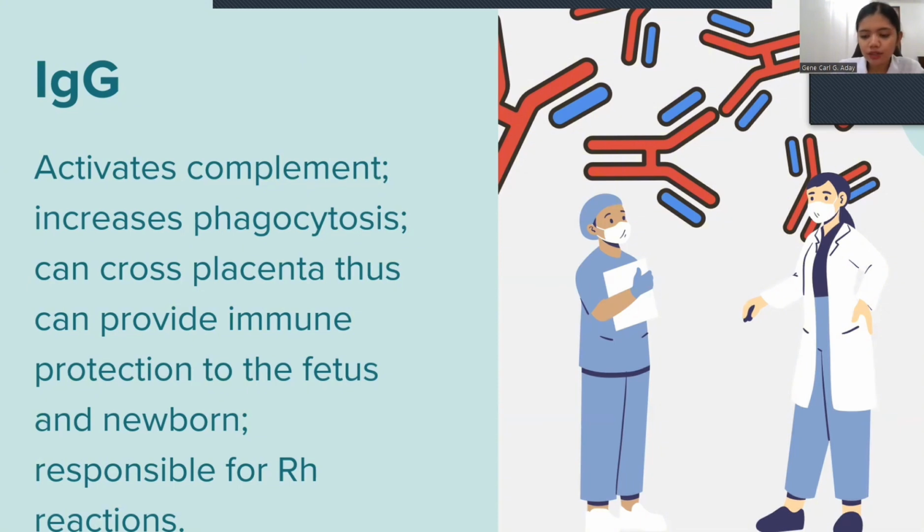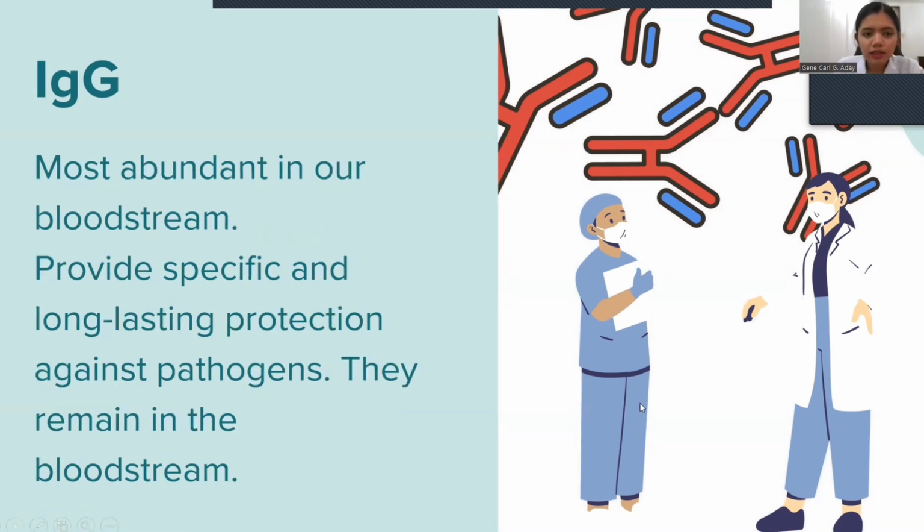So, yun nga, yung sinabi ko kanina na ito lang yung antibody na nakakapasok sa placenta ng mommy to the fetus, and then mag-create siya ng protection para sa baby. So, responsible din siya for RH reactions. Next, sabi ko kanina, it is the most abundant in our bloodstream and provide specific long-lasting protection against pathogens. They remain in the bloodstream.